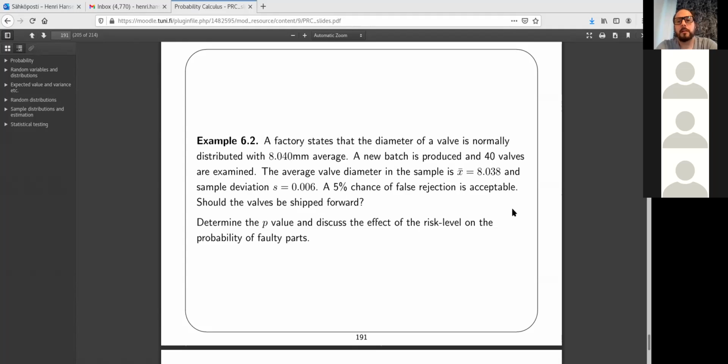Meaning that the factory has stated that this is the average, 8.04, but we are 0.002 from that diameter on the average of 40 valves. Determine the p-value and discuss the effect of the high risk level on the probability of faulty parts.